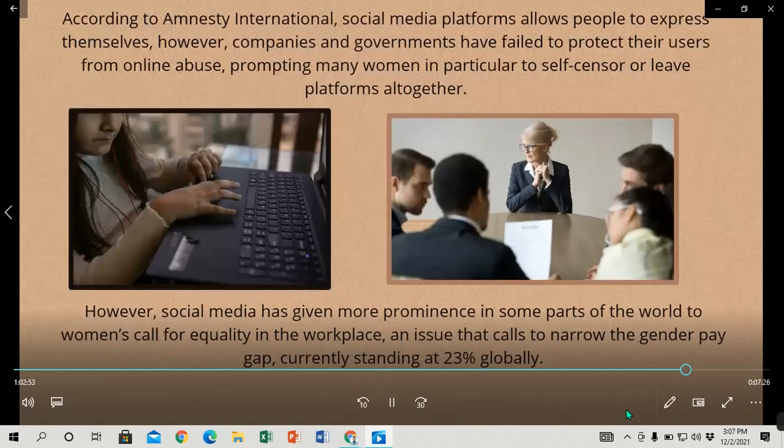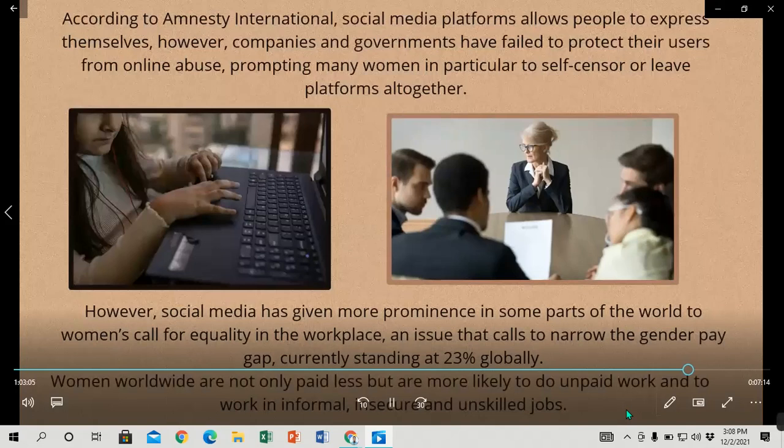So 23%, malaki-laki din yung gap or differences ng nakukuha na pera ng mga kababaihan sa kanilang trabaho. Women worldwide are not only paid less but are more likely to do unpaid work and to work in informal, insecure, and unskilled jobs. So aside from being given less pay, may pinapapagawa pa sa kanila na not related to their work or hindi pala kasali sa kanilang pay or sa kanilang sweldo, at pinapalagay pa rin sa working environment na informal or hindi comfortable para sa kanila.